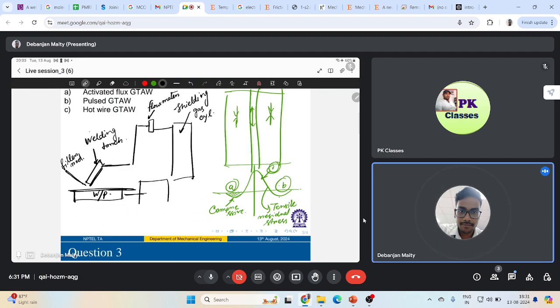This is connected to one end. My torch is connected to the other end. So this is my cable 1. This is my cable 2. Right? This is how it will look like.